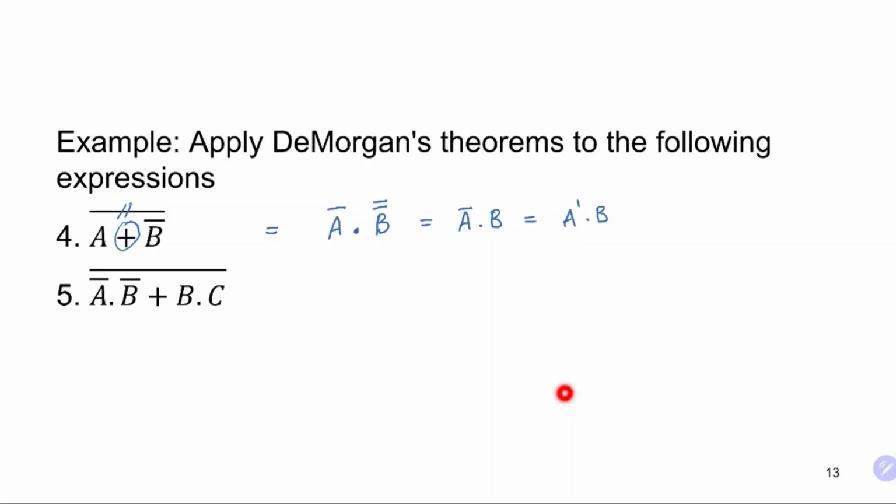The next one, number 5. The operator is here, so we can break this bar and change that operator. So we start with A bar, B bar, and then we break that bar.